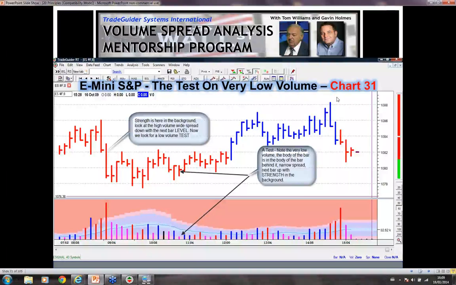And those are what we call tests of supply. Tests always tend to come in after you've seen high volume. That's when they work best. And if the high volume is on a down bar, as in this instance, then it means that you've got some sort of shakeout present. And that will mean that you're going to see higher prices.